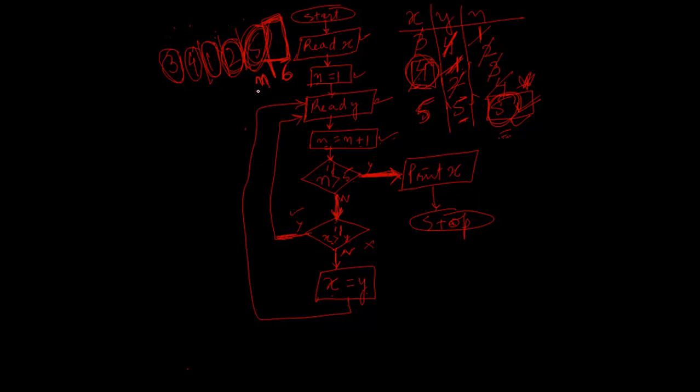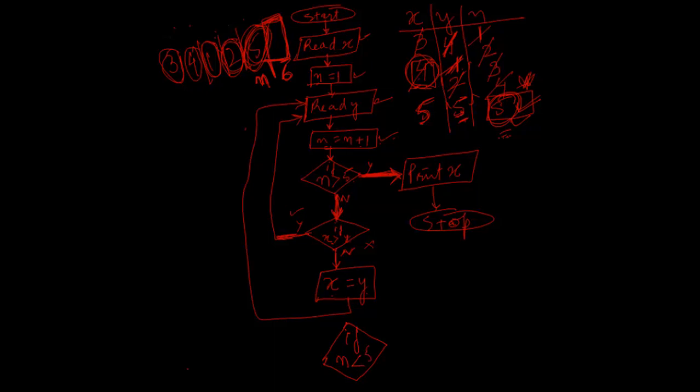So what will I do? I will keep a check here. After I am reading this x, I am assigning this x as y. I am assigning this value of y, 5, into this x. It is fine. Now I have to read y, but before reading y, I will assign a decision box here, like this, in which I will check if n is less than 5.